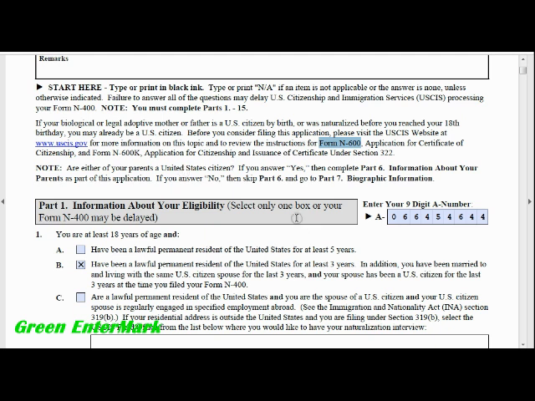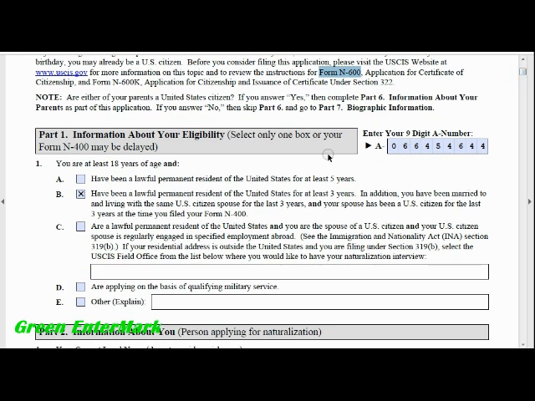What is the basis on which you are filling out this form? First of all, you have to fill out your alien registration number in this box. You can find your alien registration number on the back of your green card or permanent resident card, or it is also present on the immigrant visa in your passport. After filling out the alien registration number, you come to the basis on which you are submitting this application.